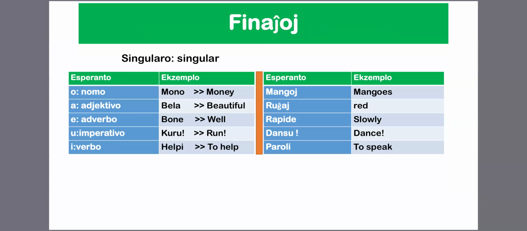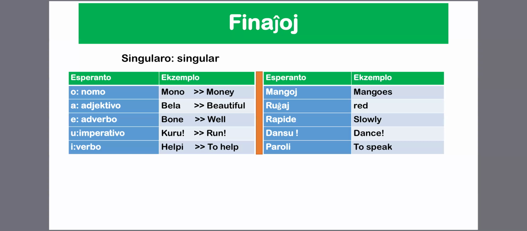So I was saying finajoj. Finajoj, in Esperanto, is the signal which shows you if it's a name. All the names in Esperanto finish by o. An example, nomo. Nomo, it's a name.